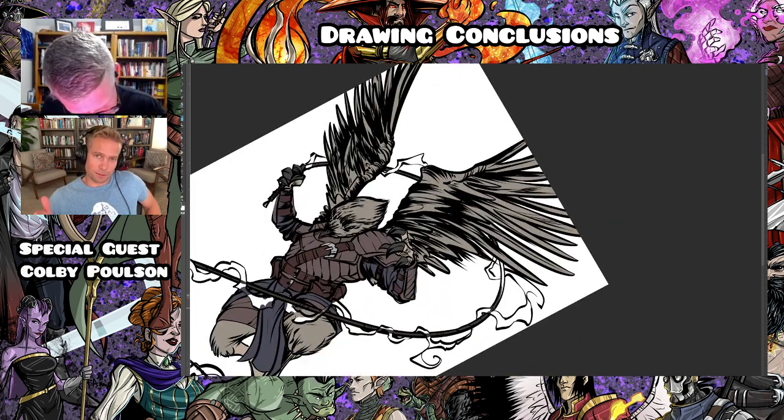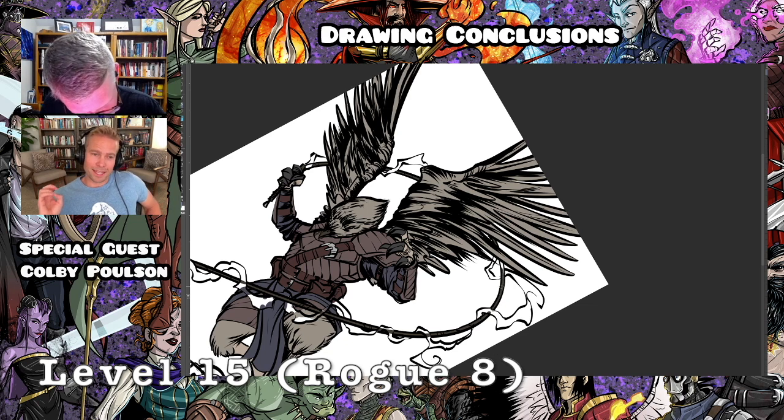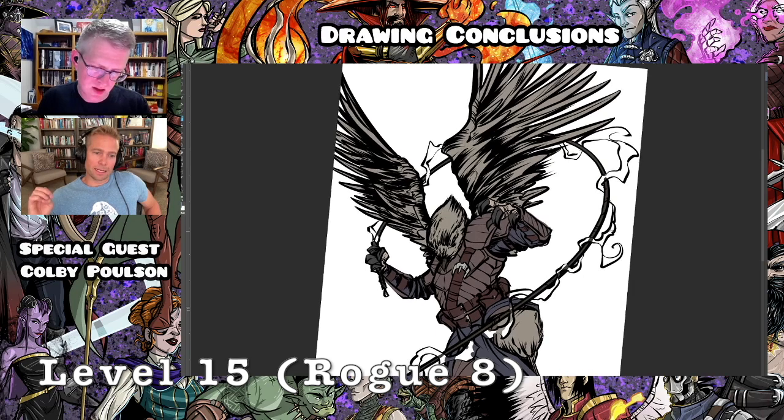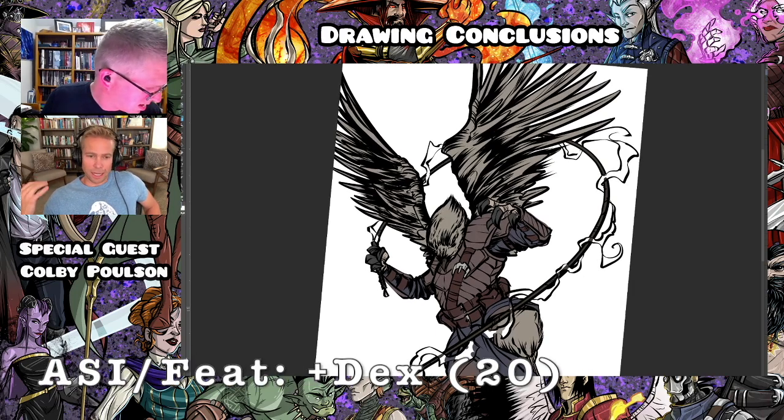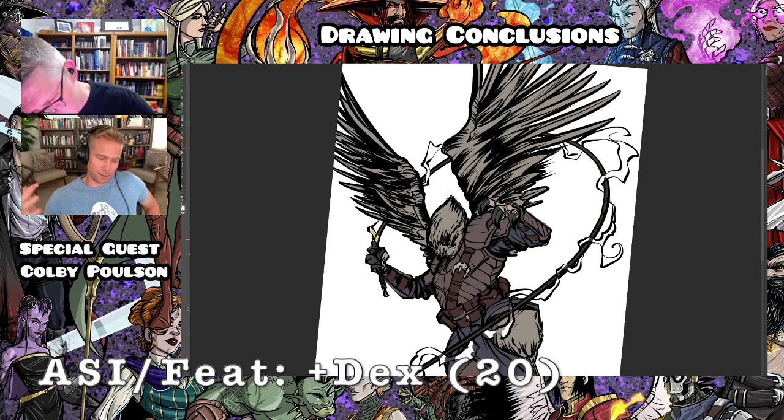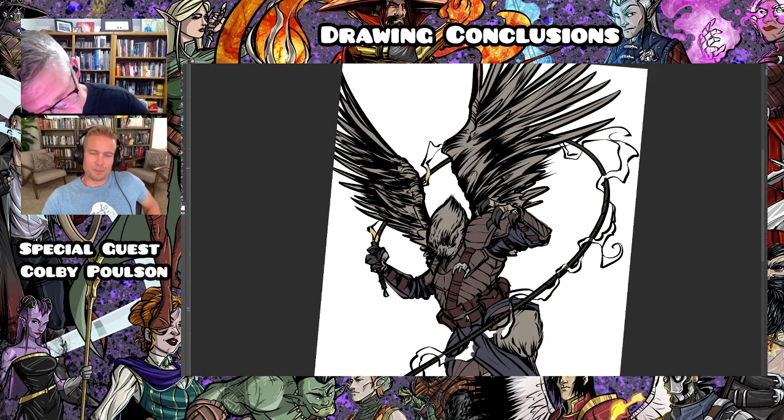At level 15, we are a rogue 8, and we get an ability score increase or feat again. And I'm going to say that we bump our dexterity to 20. It took forever, and I hate that, but we got there eventually. A lot of multi-classing will do that to you, and delay your ability score increases. But we made it, finally.